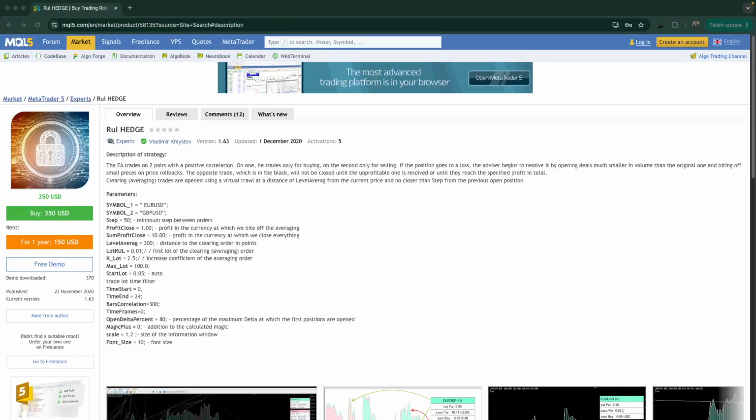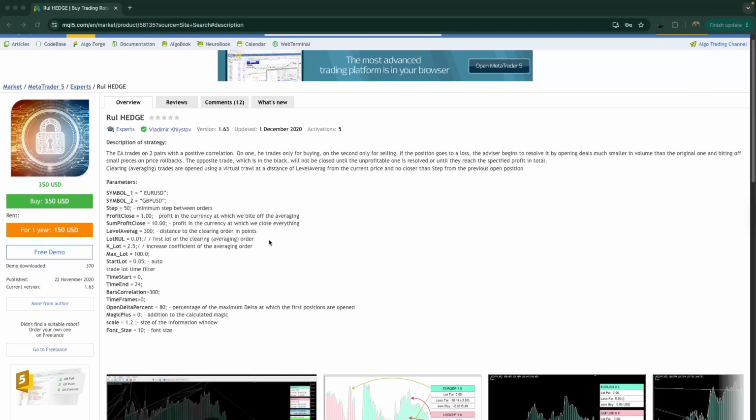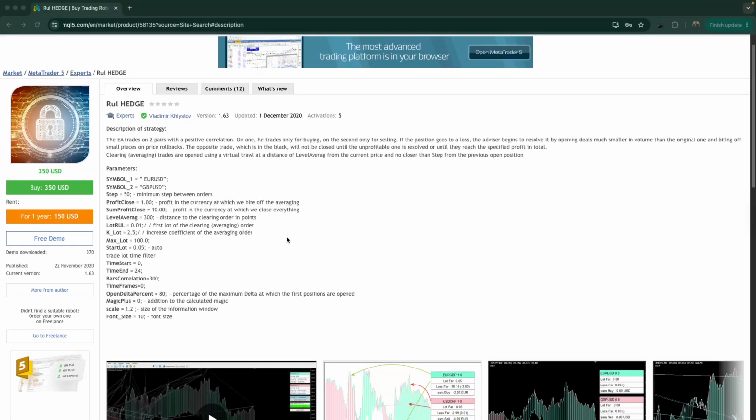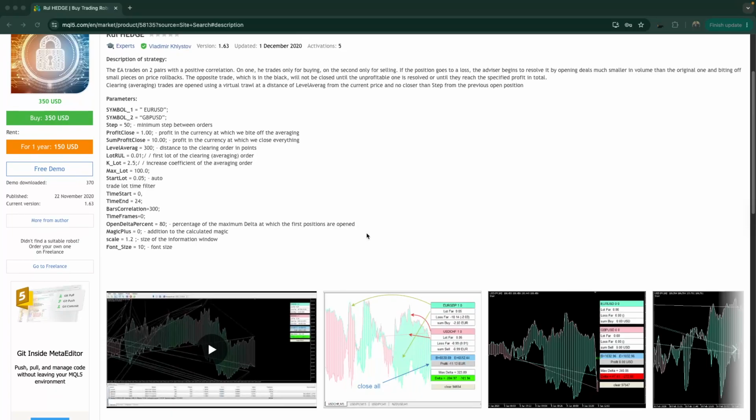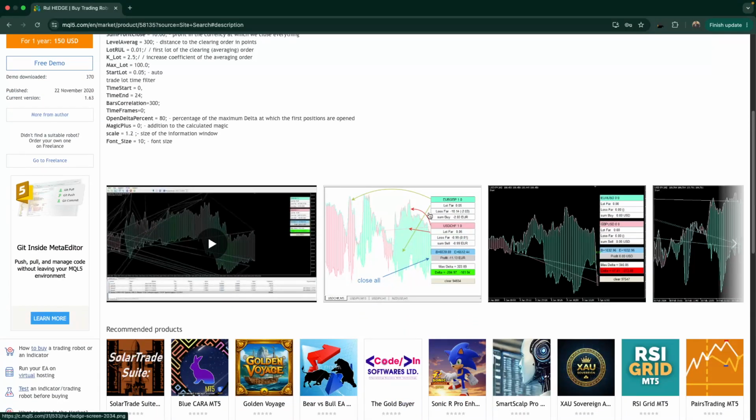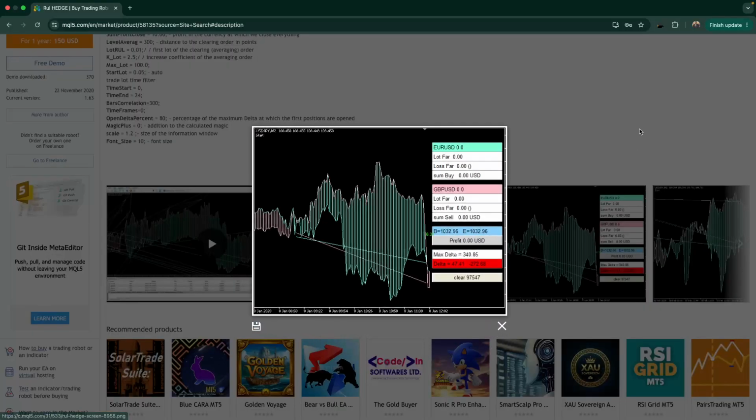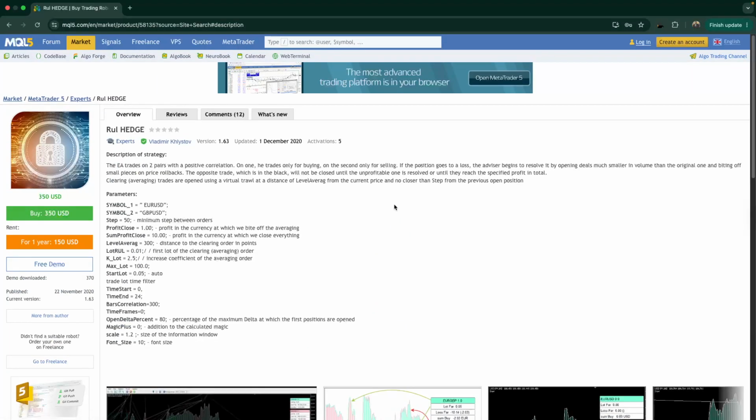In today's video we are looking at the Rul Hedge expert advisor for MetaTrader 4 and MetaTrader 5. This one uses a unique hedging approach on two positively correlated pairs like EURUSD and GBPUSD, and the seller shows it making money by trading one direction on each pair and using controlled averaging to recover when things go against it. It sounds smart for managing divergence, but let's see what the page actually claims and how it ended up in my test. So ensure you watch until the end to get the full picture of the Rul Hedge.